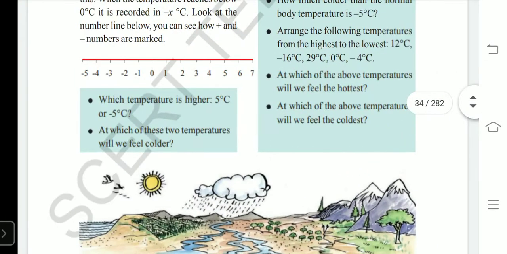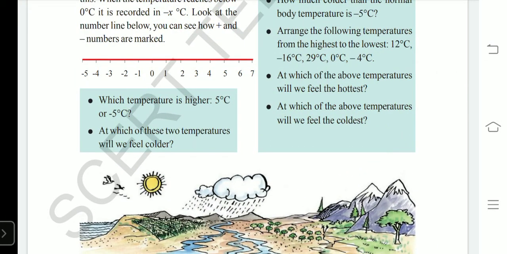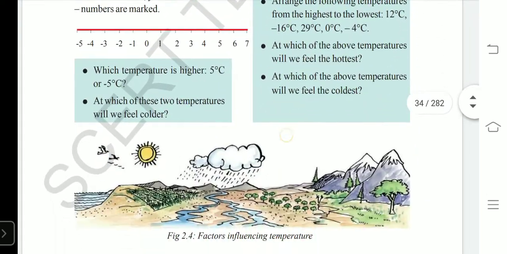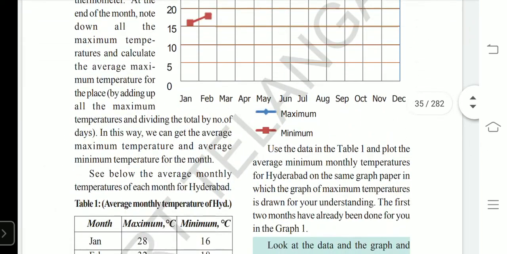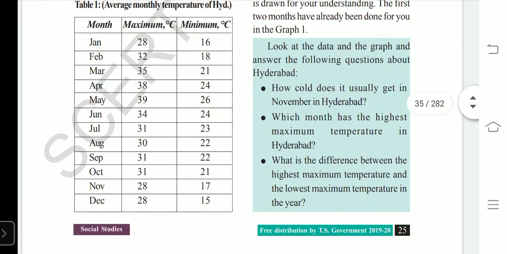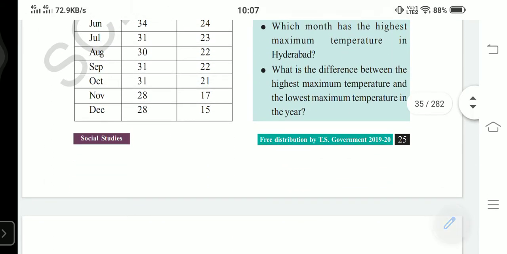See, look here. Which temperature is higher, 5 degrees centigrade or minus 5 degrees centigrade? At which of these two temperatures do we feel colder? And some more questions are given here. All these questions you write and upload to my WhatsApp number. Okay, this is our home assignment for you. The table and this graph also you have to do, right? And this is for tomorrow. We'll see.